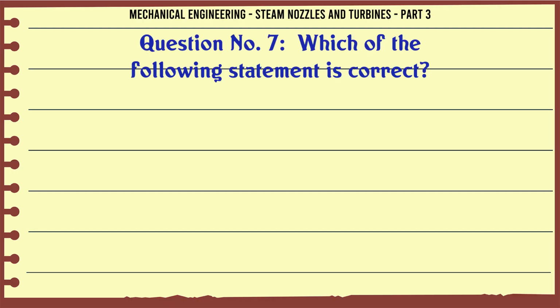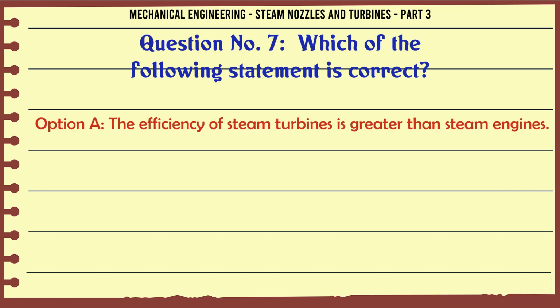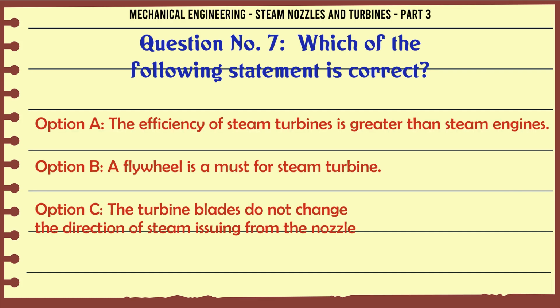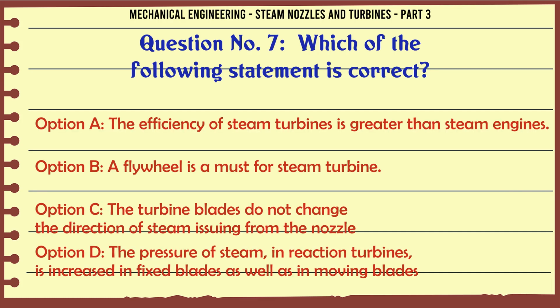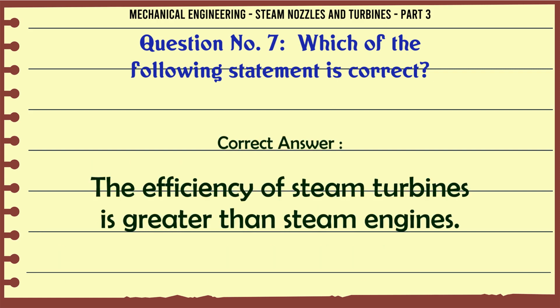Which of the following statements is correct? A. The efficiency of steam turbines is greater than steam engines. B. A flywheel is a must for steam turbine. C. The turbine blades do not change the direction of steam issuing from the nozzle. D. The pressure of steam in reaction turbines is increased in fixed blades as well as in moving blades. The correct answer is the efficiency of steam turbines is greater than steam engines.